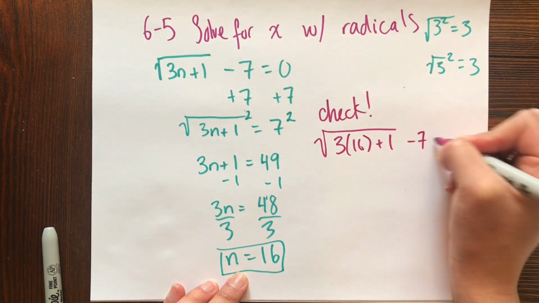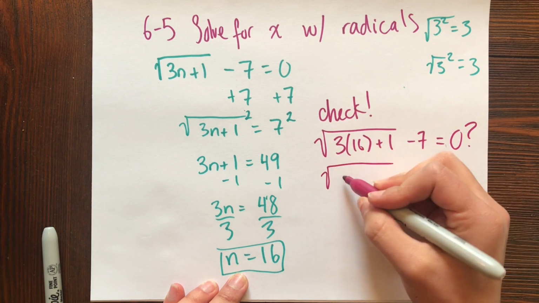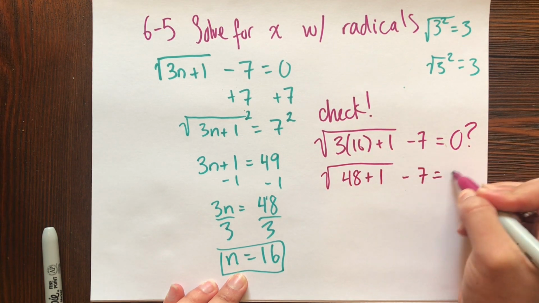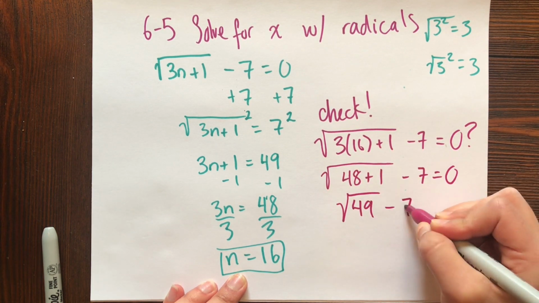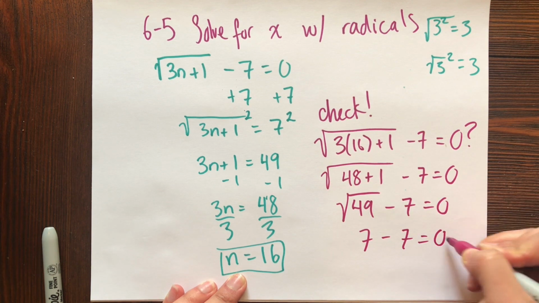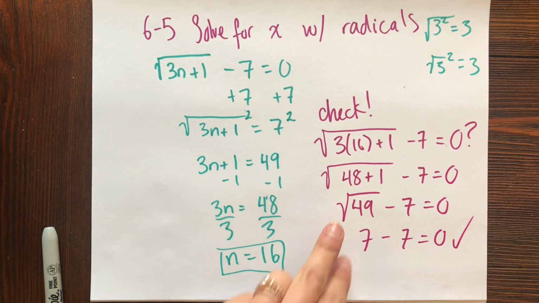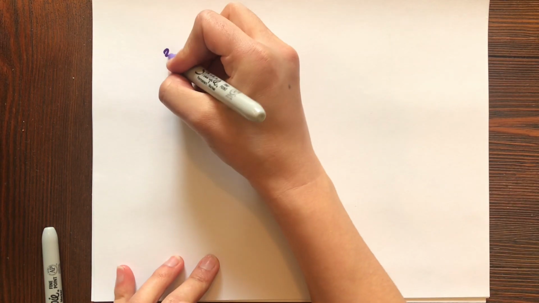Now I'm just going to check to make sure that this worked. I do the square root of 3 times 16 plus 1 minus 7 equals 0, and then that's 48 plus 1 on the inside, then that becomes 49. And the square root of 49 is 7. So 7 minus 7 is indeed 0, so that checks out.